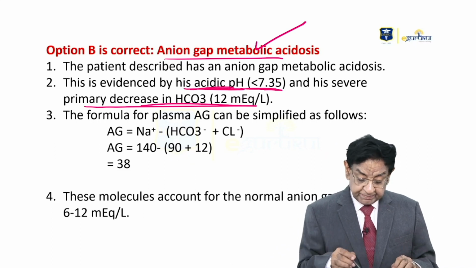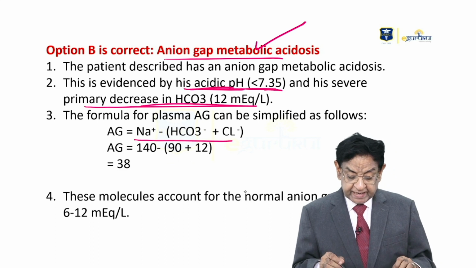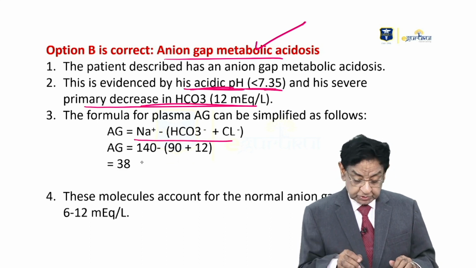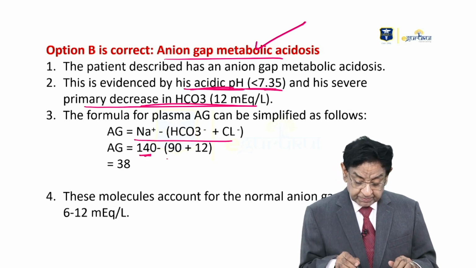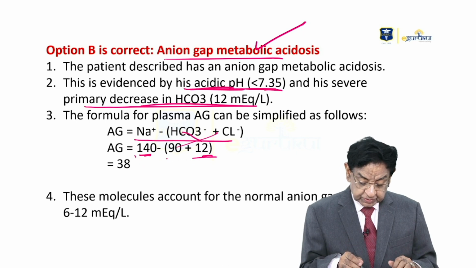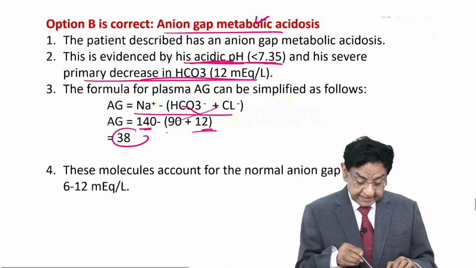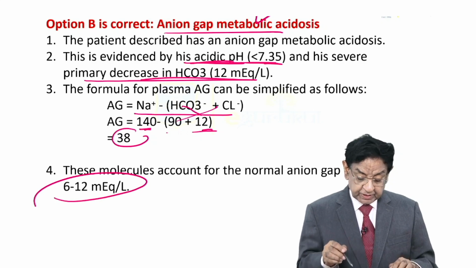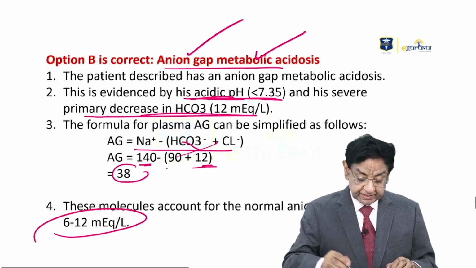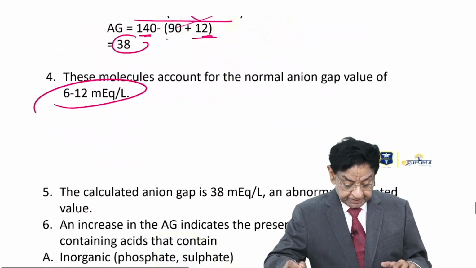But anion gap, how do we calculate anion gap? Sodium minus bicarb plus chloride. Sodium is 140, bicarb is 12, and chloride is 90. So the anion gap here is 38. Normal anion gap is 6 to 12. So anion gap is also increased. So we are clear why the answer is B.